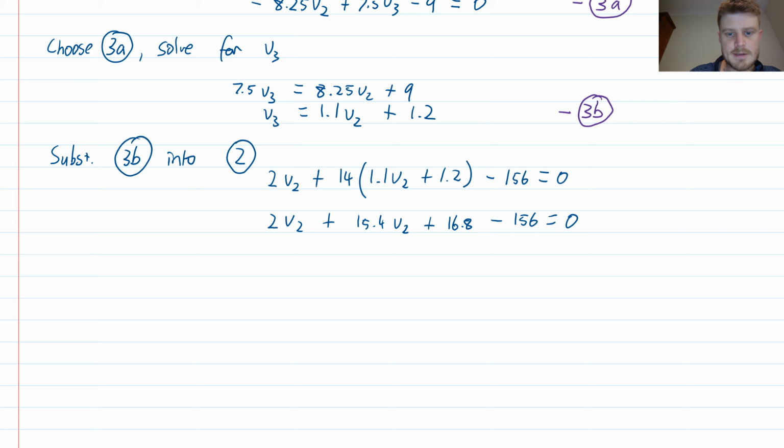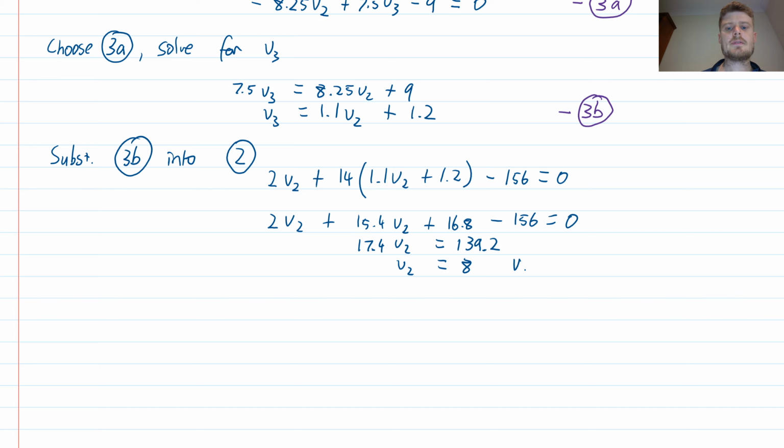The v2s will come together to give me 17.4 v2, and 16.8 minus 156 is going to give me minus 139.2. Therefore, v2 is just going to be 139.2 divided by 17.4, which is 8 volts. And so in this way, I've been able to solve for the variable that I was after.